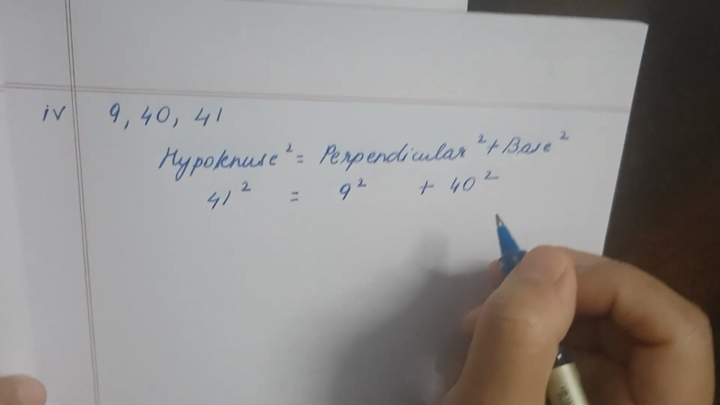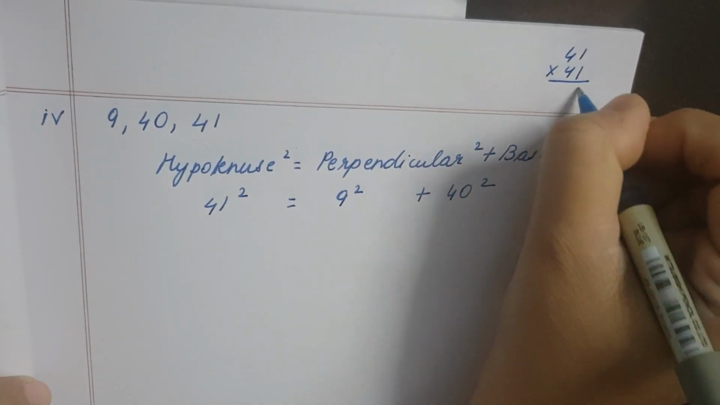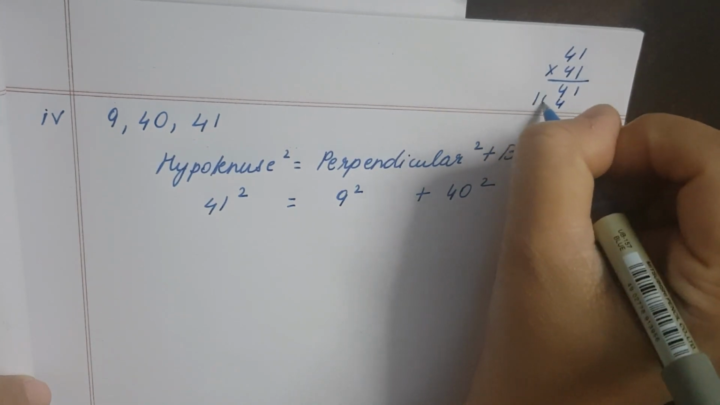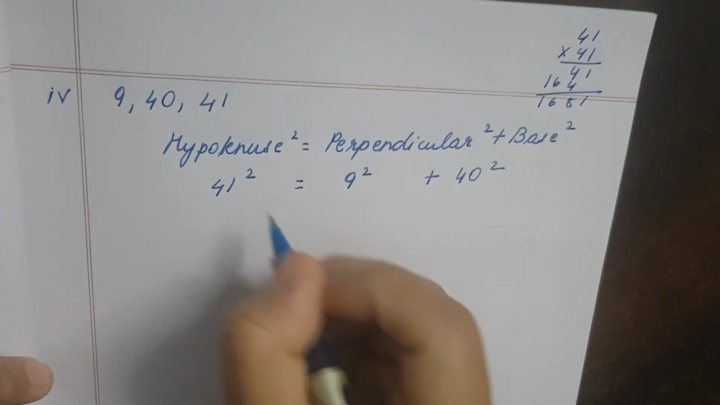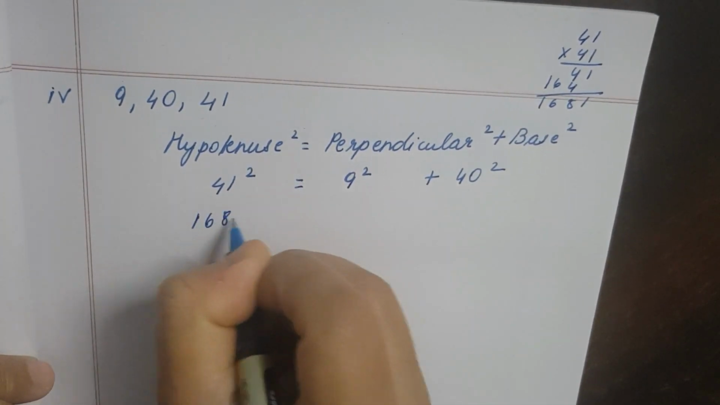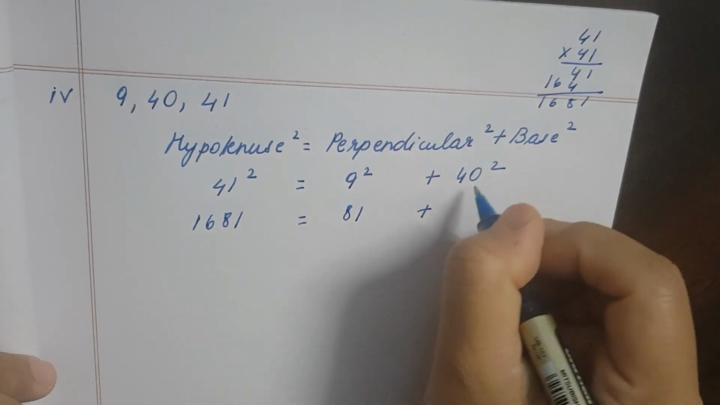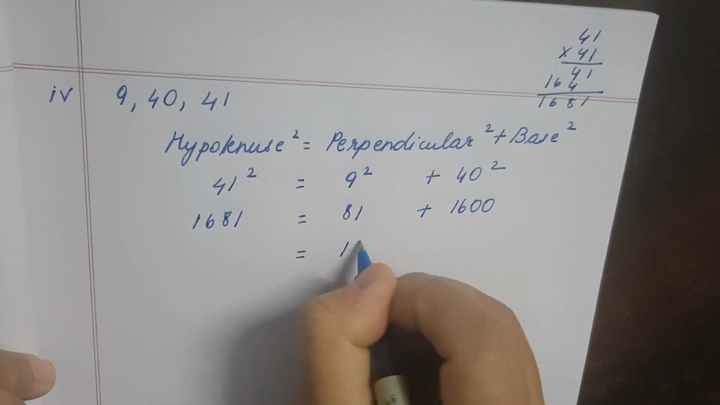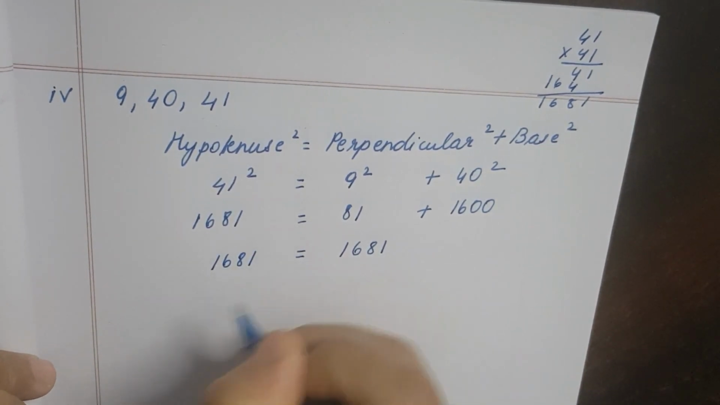So 41 square, we'll do it here. 1 1s are 1, 1 4s are 4, 4 1s are 4, 4 4s are 16. So it is 1681. 9 square is 81 and 40 square is 1600. So now if we add these two, we get 1681. So it is equal. Now shall we write it here?